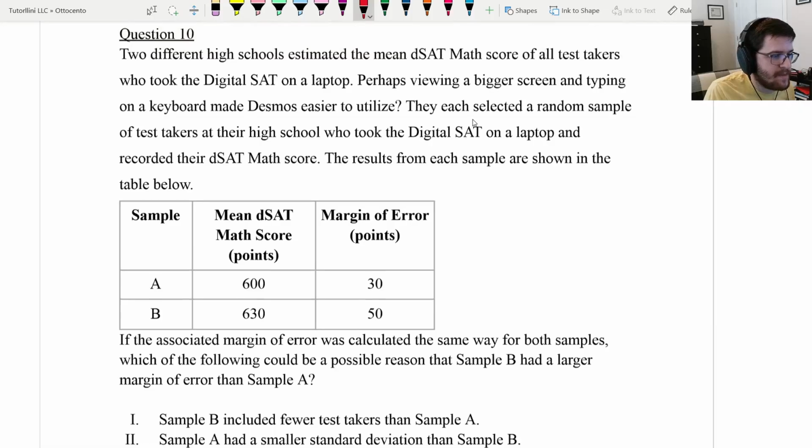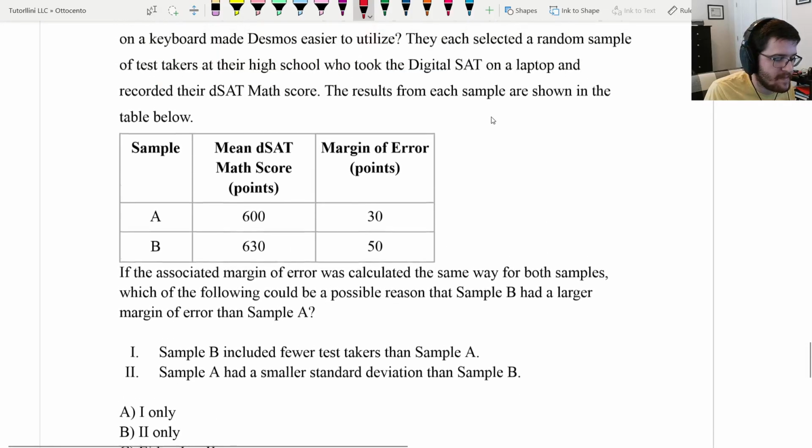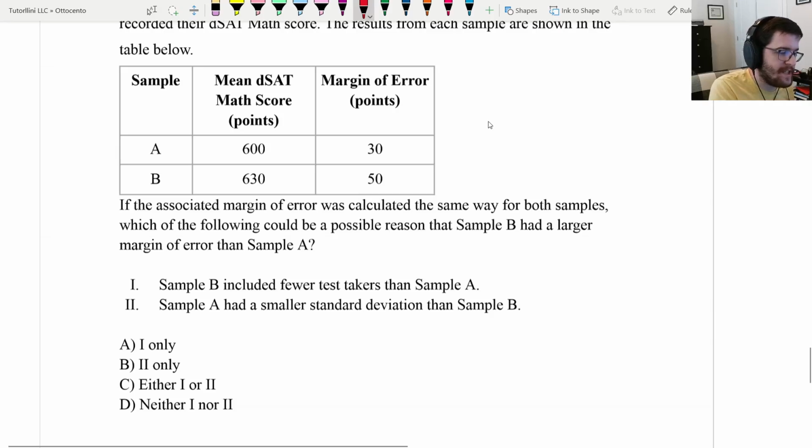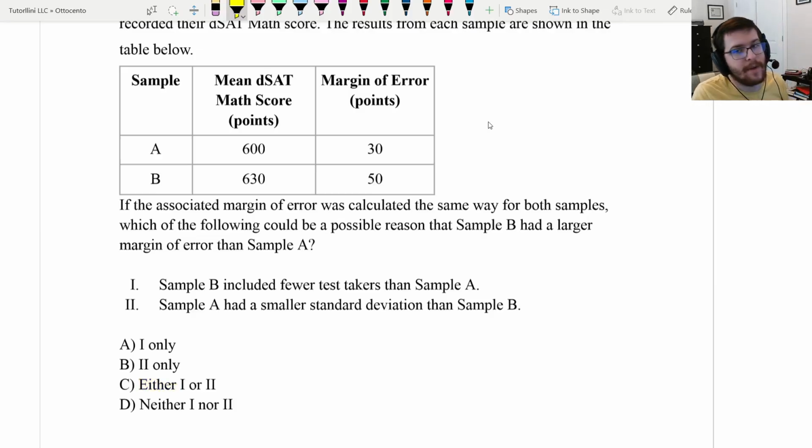Okay, so this one's about digital SAT on a laptop and how it affects your math score. So it wants us to independently, notice how it says either. It doesn't say both, it says either. So it wants us to independently check each of these explanations to see if they're right. So let's do that. Let's do the sample size one first.